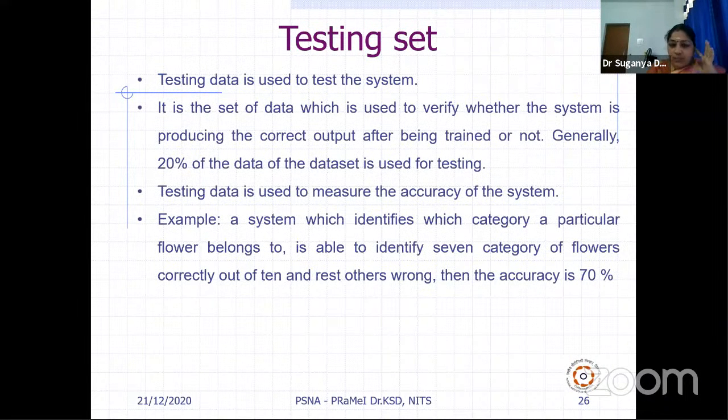Say for example, a system which identifies which category a particular flower belongs to is able to identify 7 categories of flowers correctly out of 10, and the rest are wrong. Then the accuracy is 70%, obviously. This is how we'll be testing. I have trained the machine to classify 10, but it is classifying only 7 flowers correctly, and the remaining 3 it is not classifying correctly. It is giving some mismatch errors. Then the accuracy will be obviously 70%.